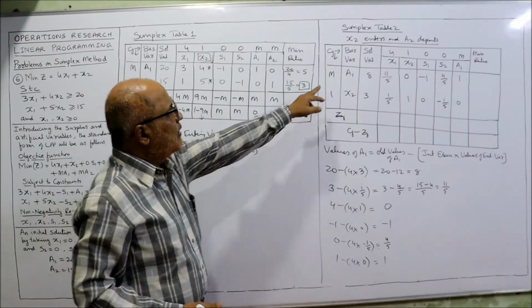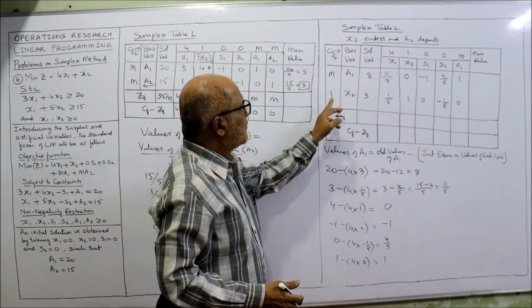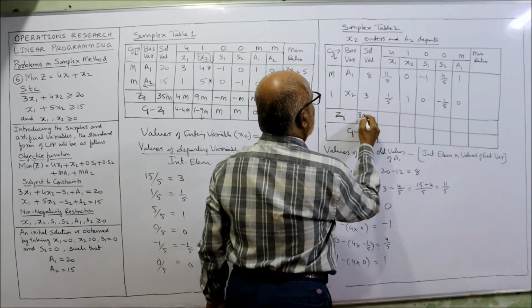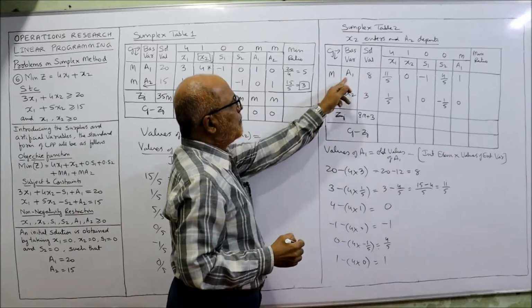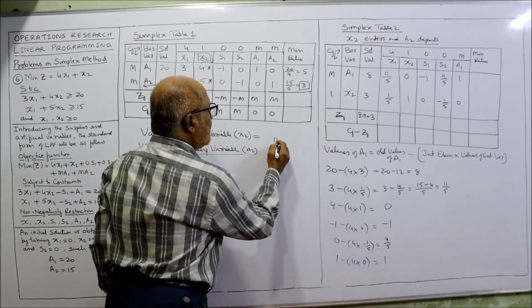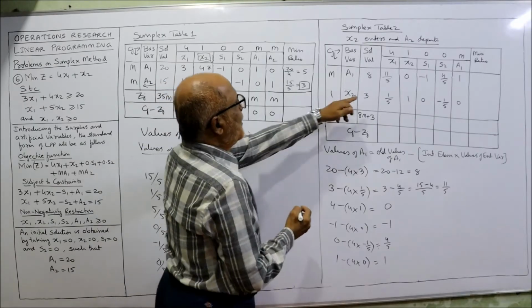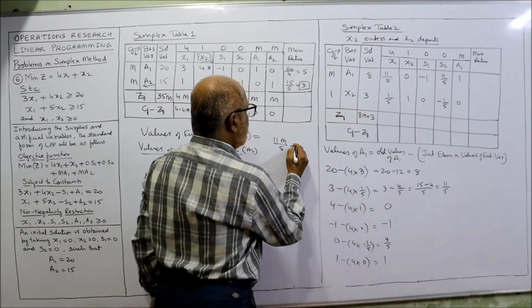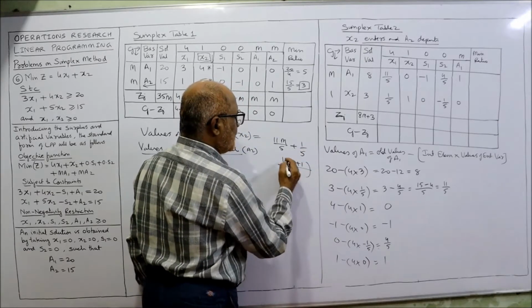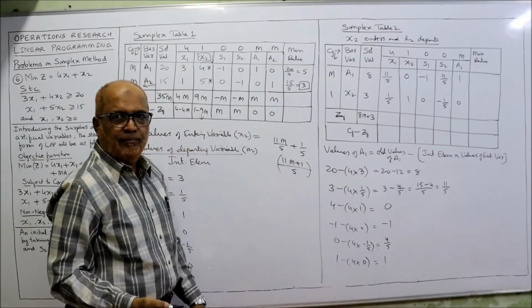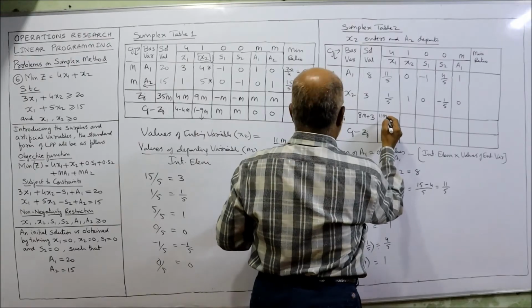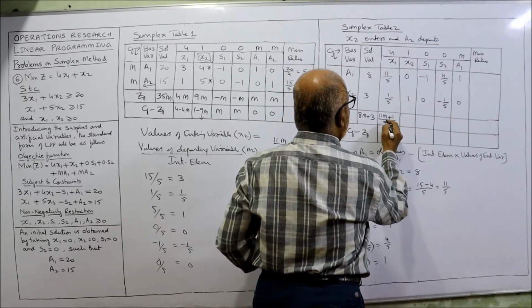Now we need Zj value. M into 8, 8M. 1 into 3, 3. 8M plus 3. Here M into 11 by 5, so 11M divided by 5, plus 1 into 1 by 5, plus 1 by 5. So LCM 5, 11M plus 1. Don't add up 11 plus 1, 12, because M is there. So write down the same way: 11M plus 1 divided by 5.